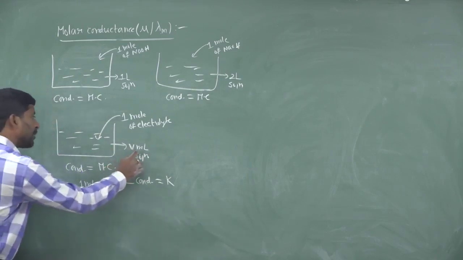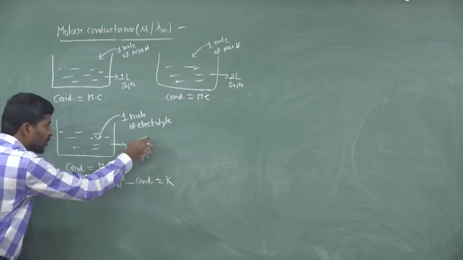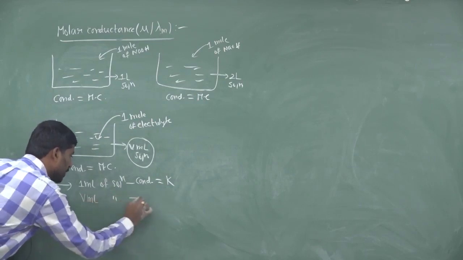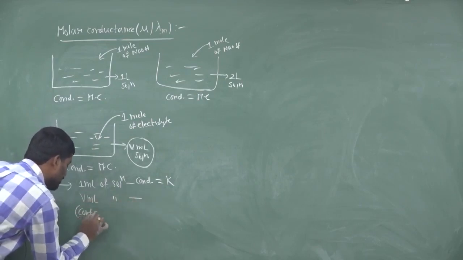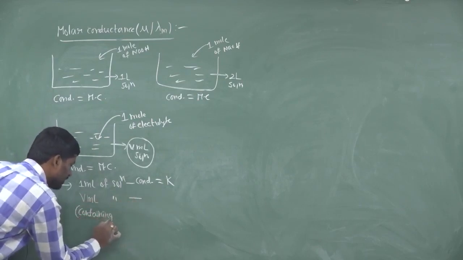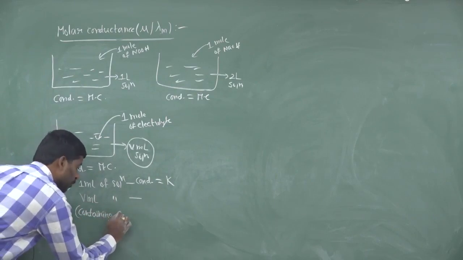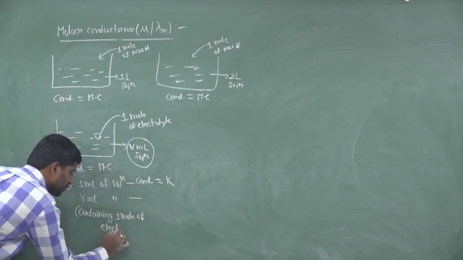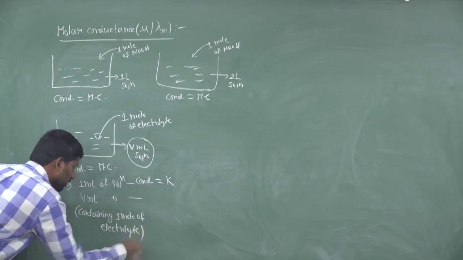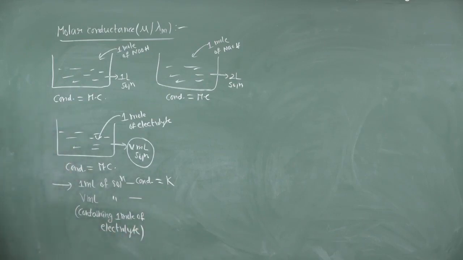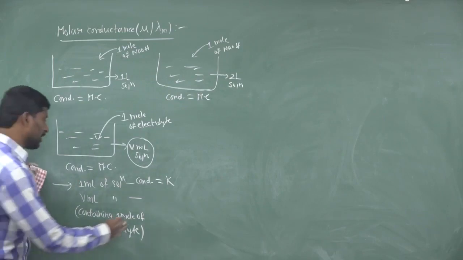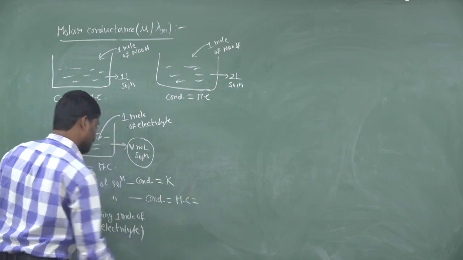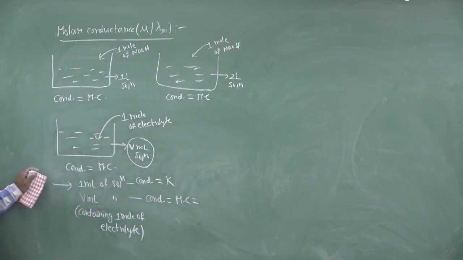Now if you take V ml of solution, here how much amount of solution are we taking? V ml of solution, containing how much electrolyte? This is the main condition: it has to contain 1 mole of electrolyte. Now we are taking V ml of solution containing 1 mole of electrolyte. Its conductance is called molar conductance.